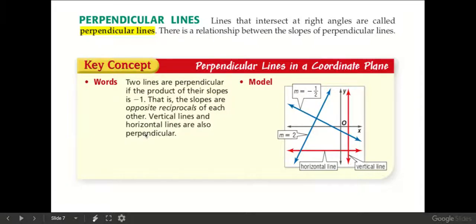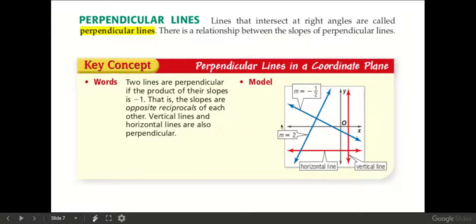And so the easiest way to remember how perpendicular lines relate to each other is that their slopes are what are known as opposite reciprocals, right? Here it says right here, opposite reciprocals. Opposite refers to the sign, right? So if one's negative, then the perpendicular one's going to be positive. And reciprocals would be like if you think about a fraction, the fraction is flipped upside down. That's what it would look like if the fraction were to be flipped upside down.